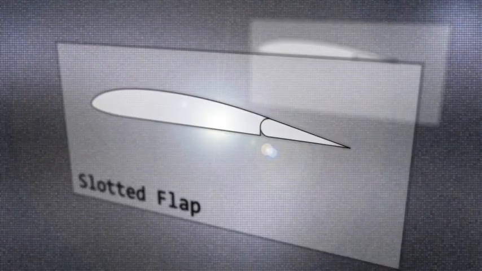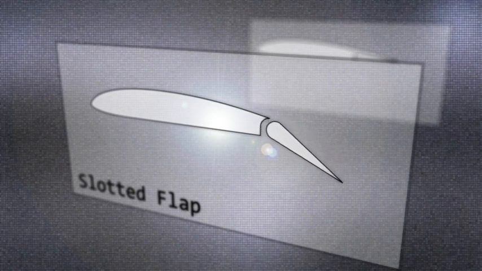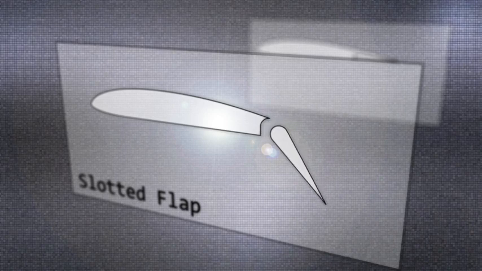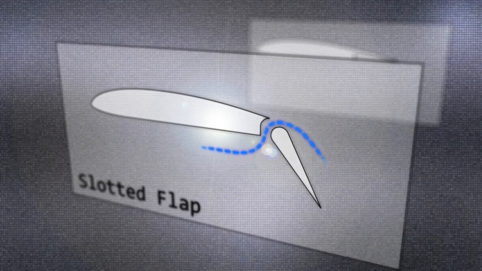This acts similarly to the plain flap, but when extended, the flap slides slightly backward, creating an opening or slot between the two surfaces. This slot allows the air below the wing to flow through the slot and onto the top side of the flap. This airflow energizes the air on the top of the flap and delays the air from separating away from the wing, which will allow the wing to generate more lift.